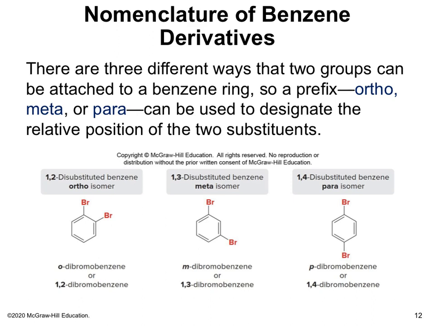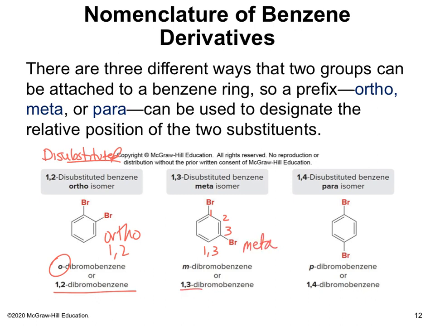Now, this you also need to know when you have two substituents. So when you have a disubstituted benzene ring, then most of the time you're not going to see it as 1,2-dibromo. It's just going to be O for ortho. So an ortho is a 1,2 disubstitution. This is a 1,3 disubstitution, so this is meta. And then this one is a 1,4, and it's para.